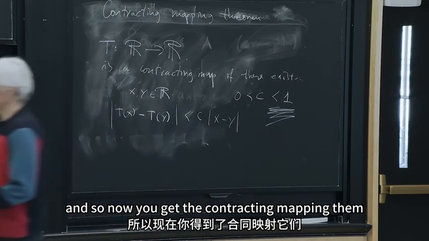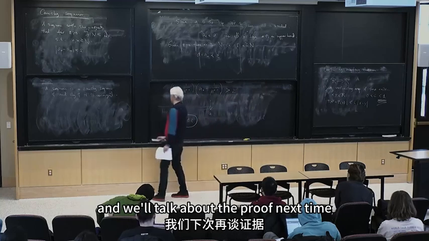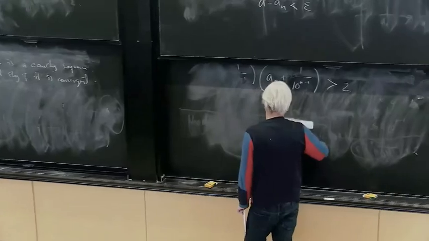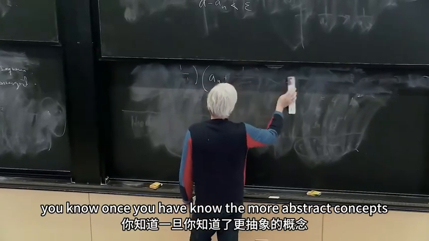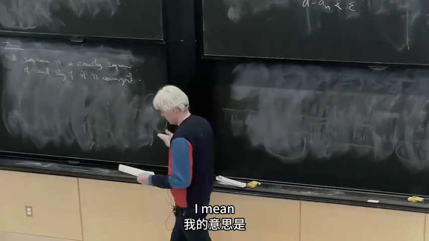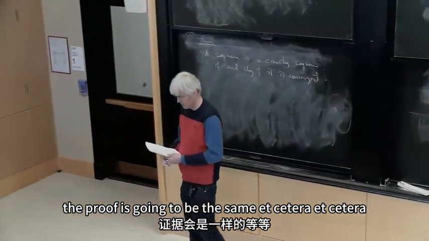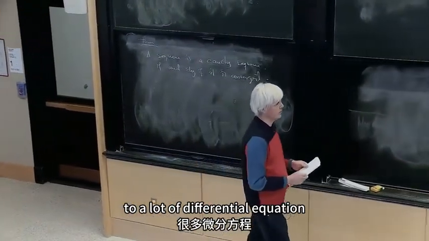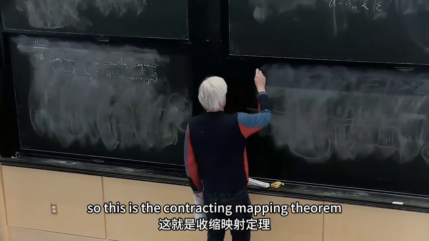And now you get the contracting mapping theorem, and we'll talk about the proof next time. Once you know the more abstract concepts, it's quite easy. The proof is going to be the same, and it will give you existence of solutions to a lot of differential equations. So this is the contracting mapping theorem.